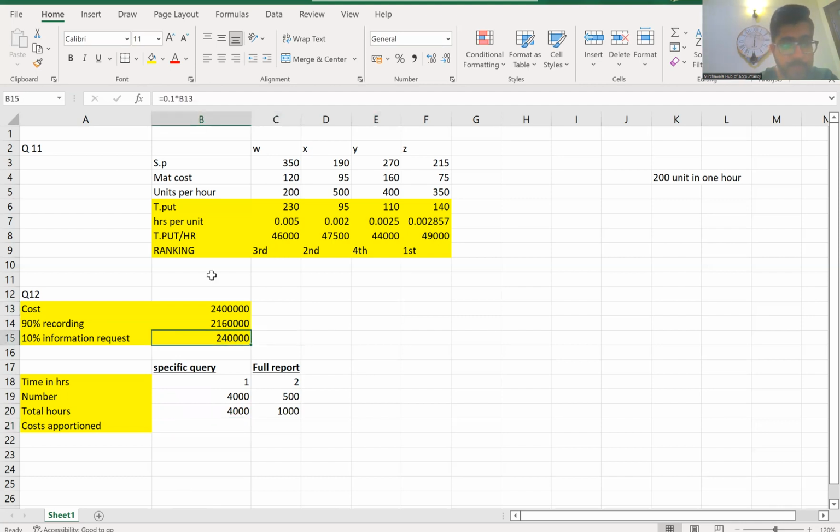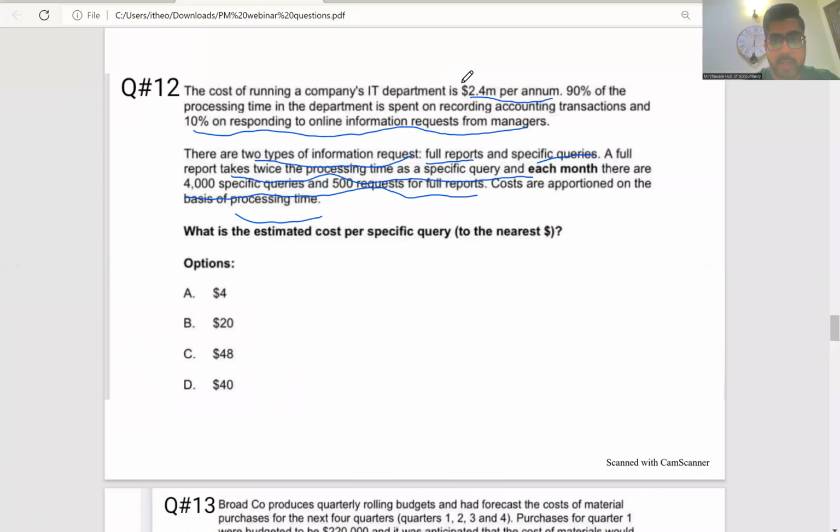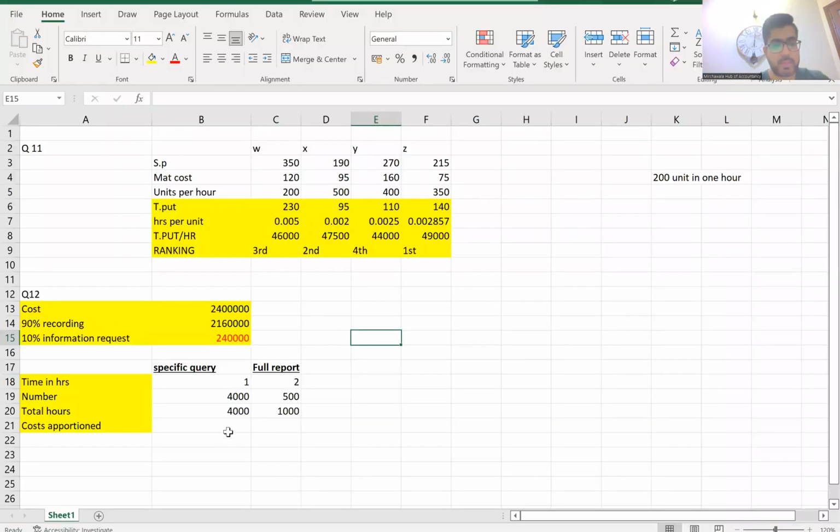Okay. Why? You won't apportion the whole 2.4 million, only 240,000. Why? The cost of running the company's IT department is 2.4 million per annum. 90% is spent on recording transactions and 10% on online requests. And there are two types of information requests. So you will only apportion the cost of information requests.